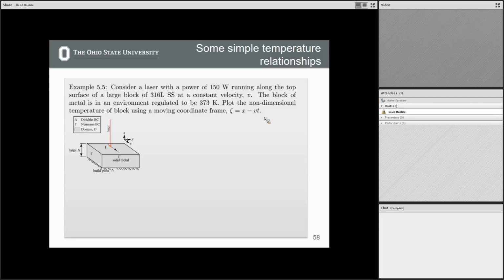So if we look at this example, we're going to look at a 150 watt laser. This is fairly low power, and we'll look at a few different velocities, but these are all fairly low velocities. Well, I guess one will be quite fast. The other ones are pretty slow. And the block of metal is in an environment regulated to be 373 Kelvin, which is 100 Celsius, right? Plot the non-dimensional temperature of the block using a moving coordinate frame. Zeta is equal to x minus vt.